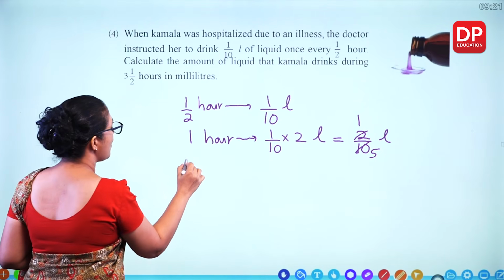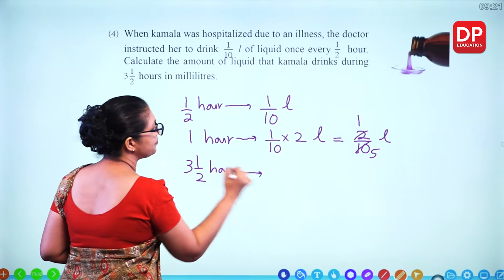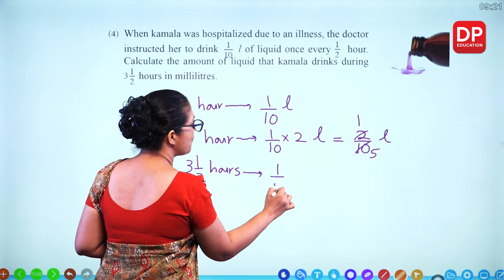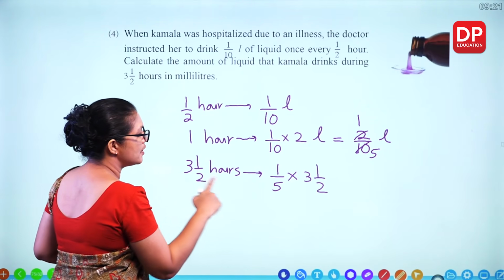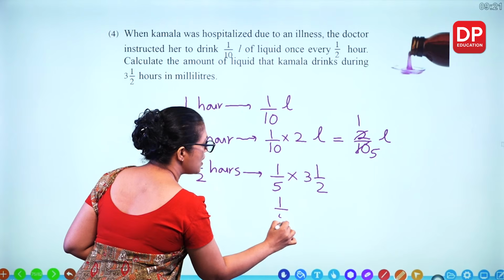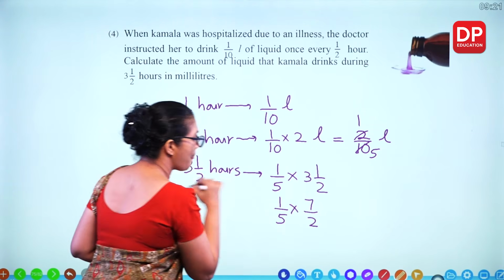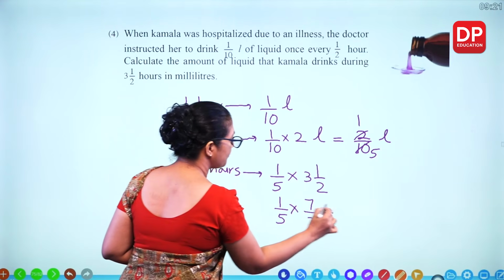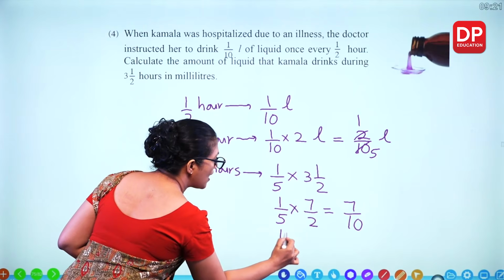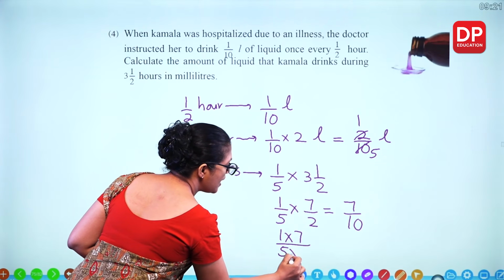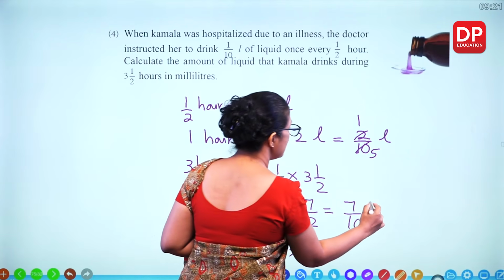Then you are asked to find for 3.5 hours. What's the value? So 1/5 into 3.5. So convert to an improper fraction. 2 times 3 is 6 plus 1, 7. So you get 7 over 10. So that means you multiply the numerator separately and denominator separately. So the answer is 7 over 10 liters.